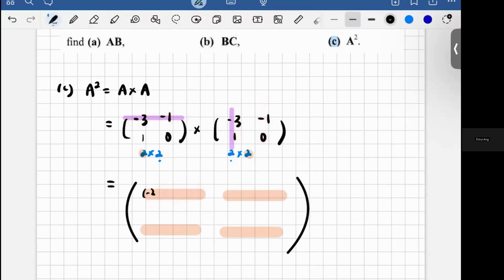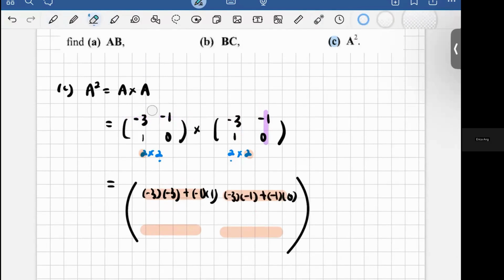Okay, so you're going to write down -3 times -3, that's my first term, add the second term. Okay, next one is top right, right? So top right from here, -3 times -1, -1 times 0. Okay, now we're going to do the bottom. So what we have is bottom left, bottom right, correct? So bottom left. Last one, bottom right.